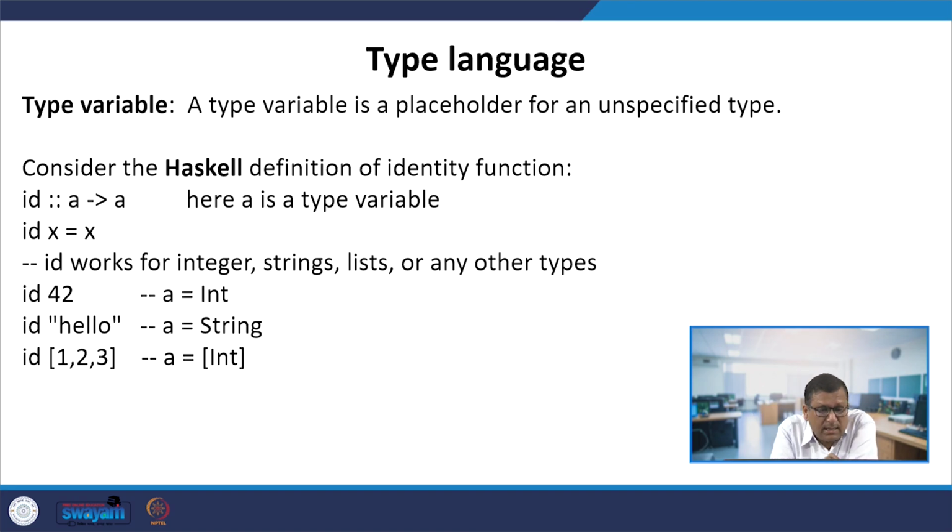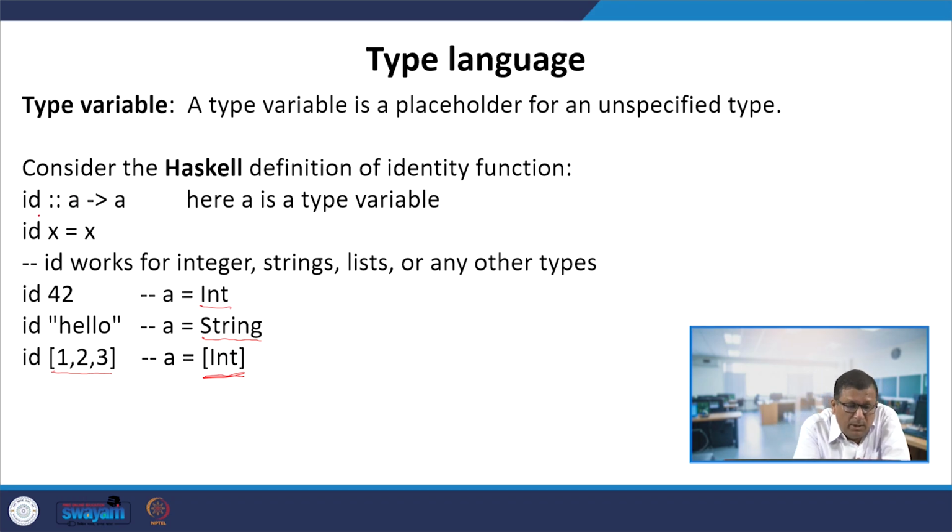Now, consider the Haskell definition of the identity function. It says id is a arrow a, so id x is x. It works for integers, strings, lists or any other types. So, if we say id 42, here a is of type int. Here we say id hello, that means a is of type string, and here id of the list 1, 2, 3, it is a list of integers. So, a will be list of int. So, a is called a type variable.